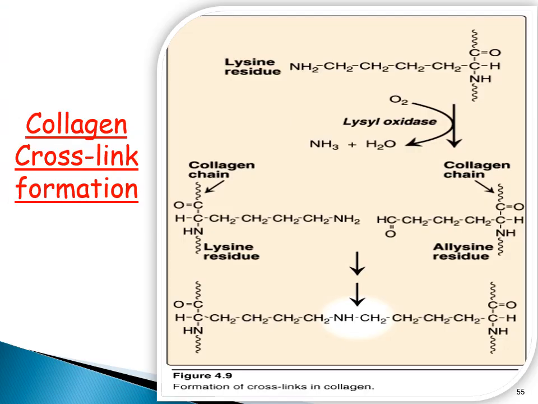In this image, you can see how cross-linking occurs. These are lysine residues of the collagen fiber that are converted into allysyl residues by lysyl oxidase. The allysyl residues of one collagen chain form a cross-link with the lysine residues of the second collagen chain. In this way, there will be cross-linking between two neighboring collagen chains, and that cross-linking between the collagen fibers provides proper tensile strength.